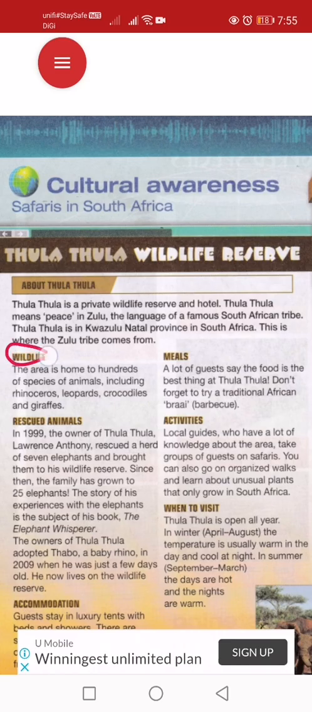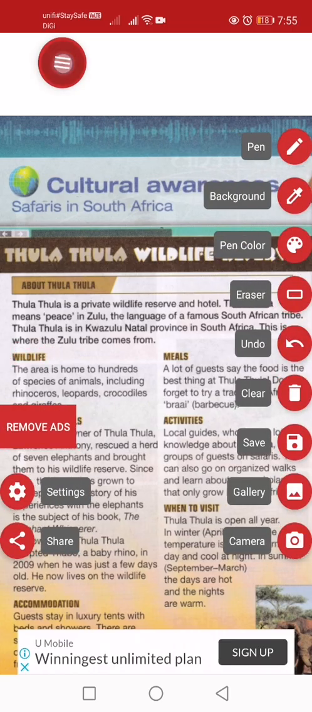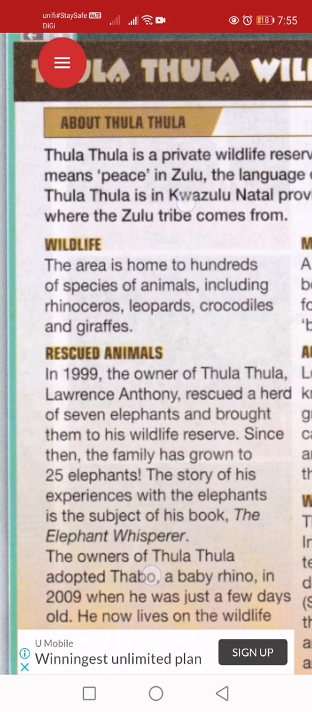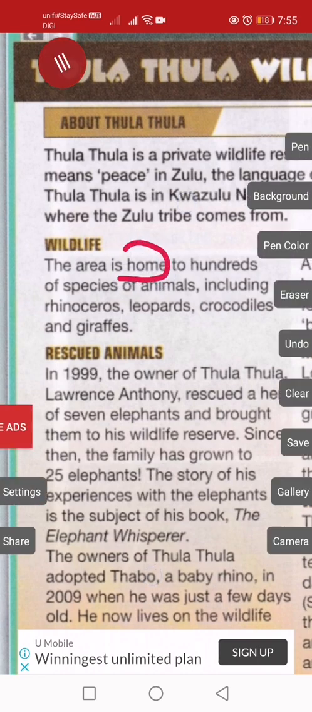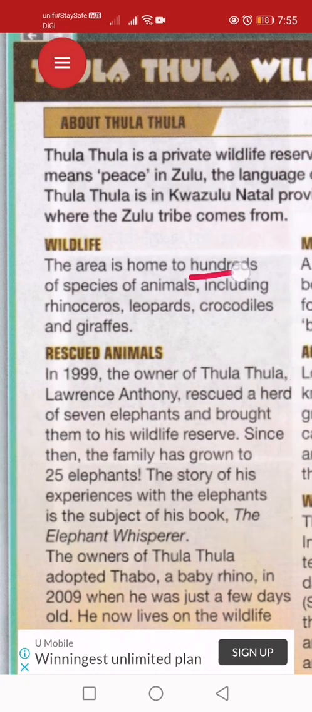Okay, let's continue. Wildlife ialah hidupan liar. Let me just enlarge the screen a little bit more. So the area, tempat ini, is home, adalah rumah kepada hundreds of species, beratus-ratus spesies jenis haiwan, including rhinoceros. Yesterday we have already learned what is rhinoceros.